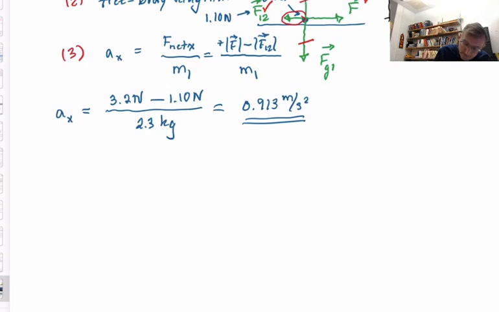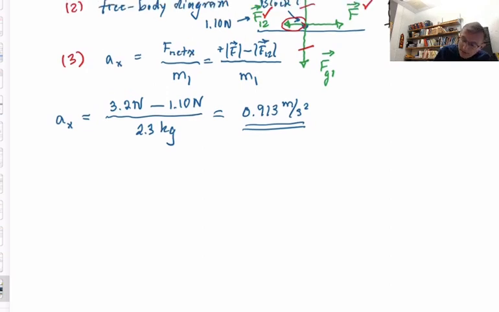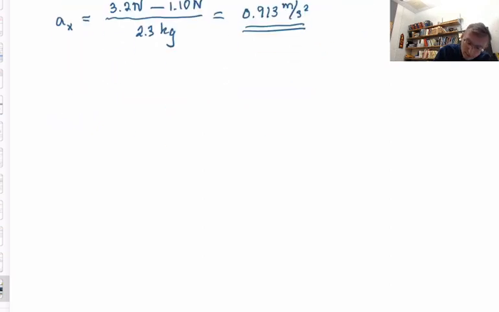Part D. Get this up a bit, and I will read it to you. Part D says, suppose a force of the same magnitude F, that's the 3.2 newtons, is applied to the smaller block and in the opposite direction. Find the magnitude of the force that block 2 exerts on block 1 and explain why the answers to B and D are different.